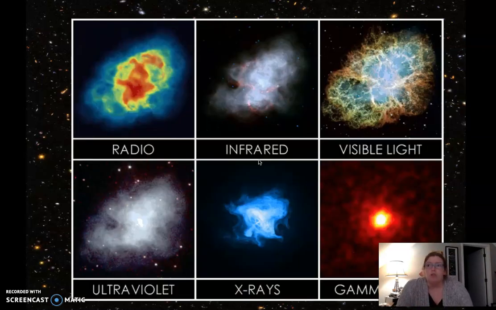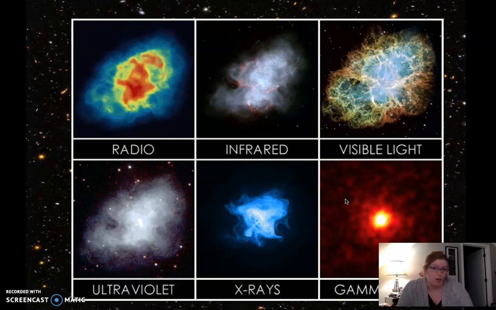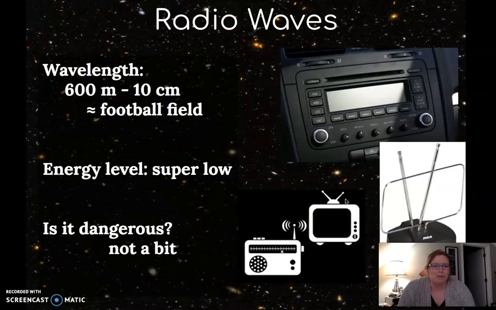So astronomers use different types of light to look at different objects and notice different things from them. This is all one nebula called the Crab Nebula, and we see really different things in different types of electromagnetic radiation when we take a picture with that type of light. So we're going to go through each different type of light, starting out with radio waves. And so you saw this really sweet radio wave image of a black hole from Mr. Carver. Well, I'm going to tell you a little bit about some of its uses.